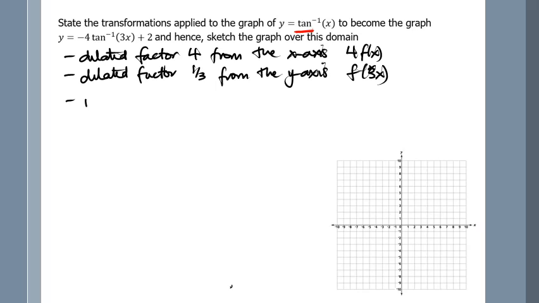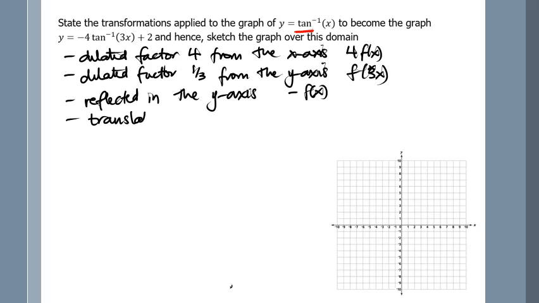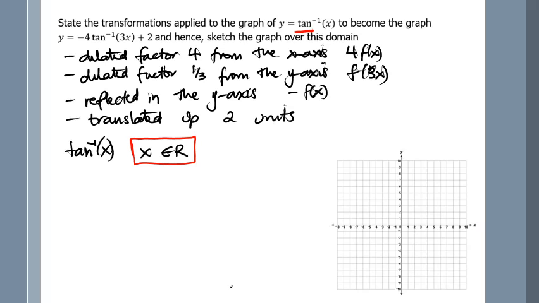It has been reflected in the y-axis, which is negative f of x, and then it has been translated up 2 units. Okay, so we know our basic graph for tan inverse. Our domain is x as an element of all reals. The dilation isn't going to change that. The dilation from the y-axis, because it's from negative infinity to positive infinity, won't change the x values that we use.